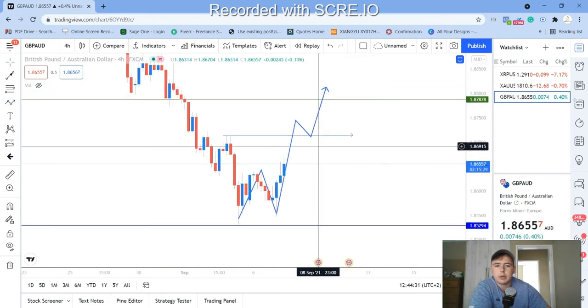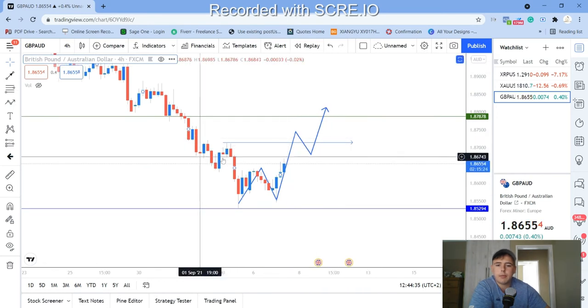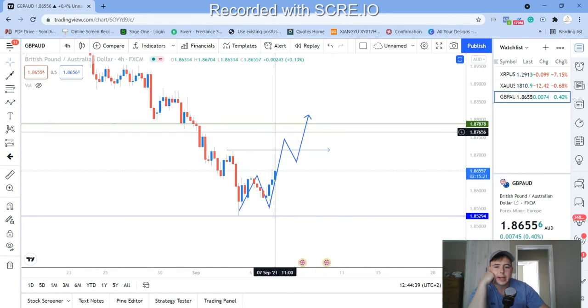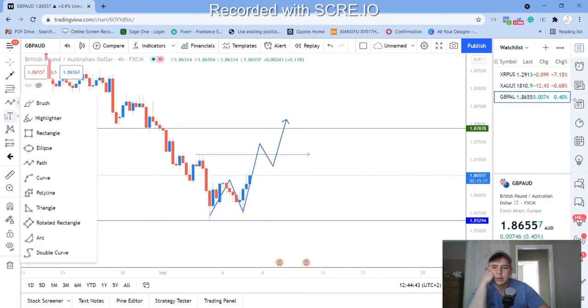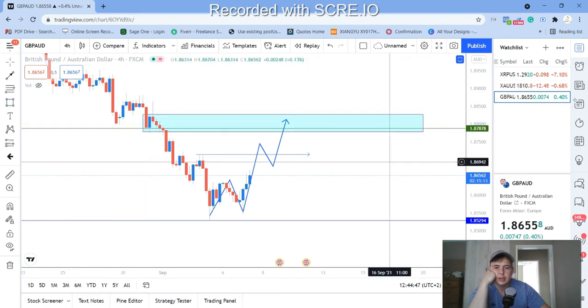Now again, it might not look that perfect, might look something like that. But if we break and violate this level, I'm going to look for buying opportunities at least to this point right here that we drew out previously, this daily level. So at least to there.